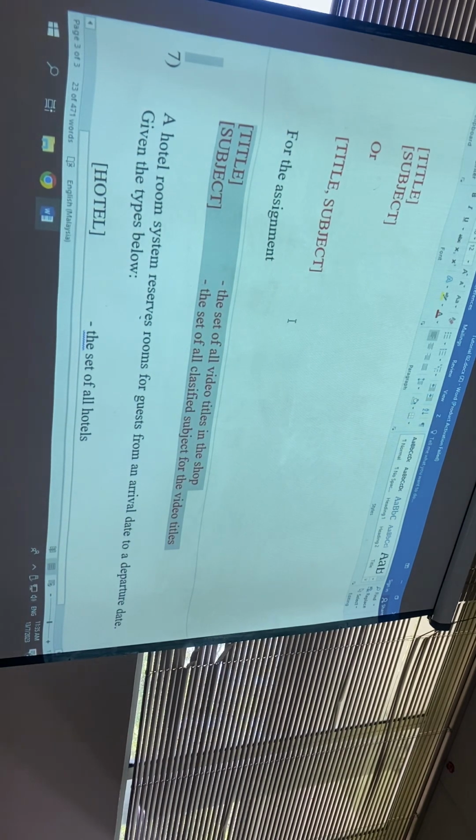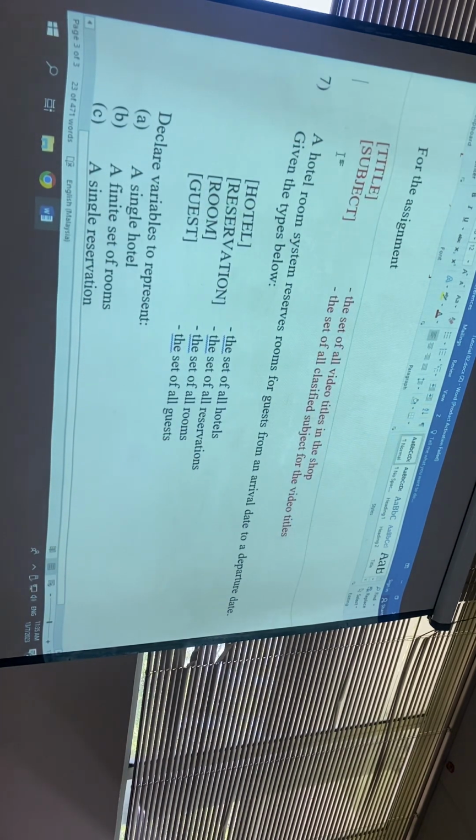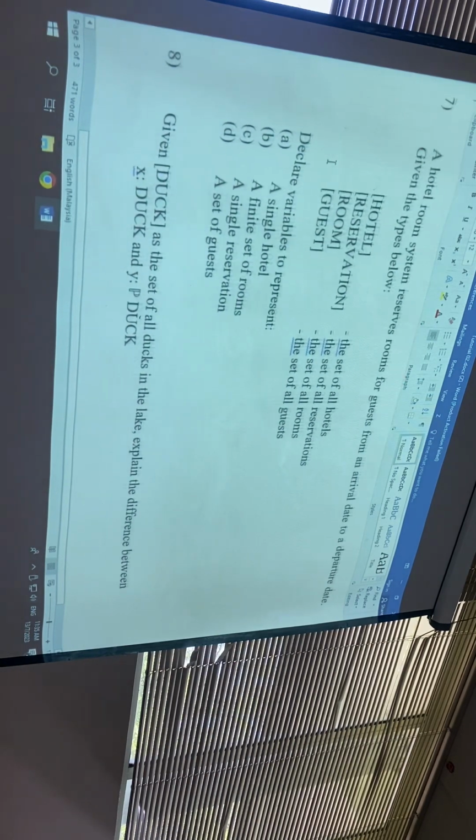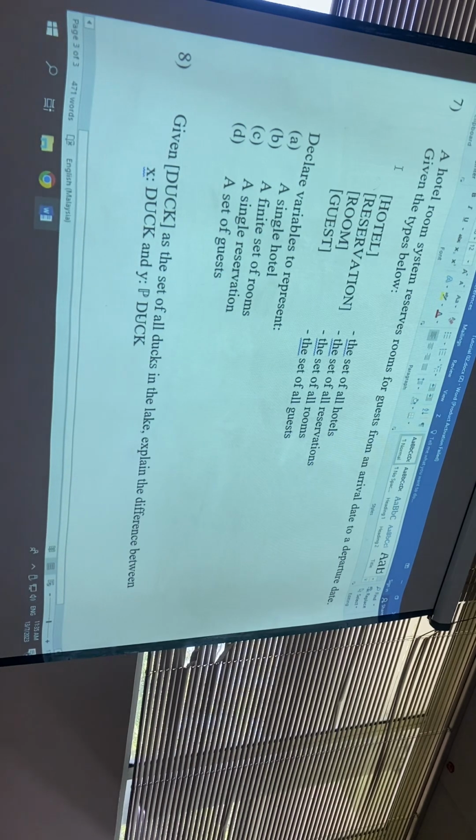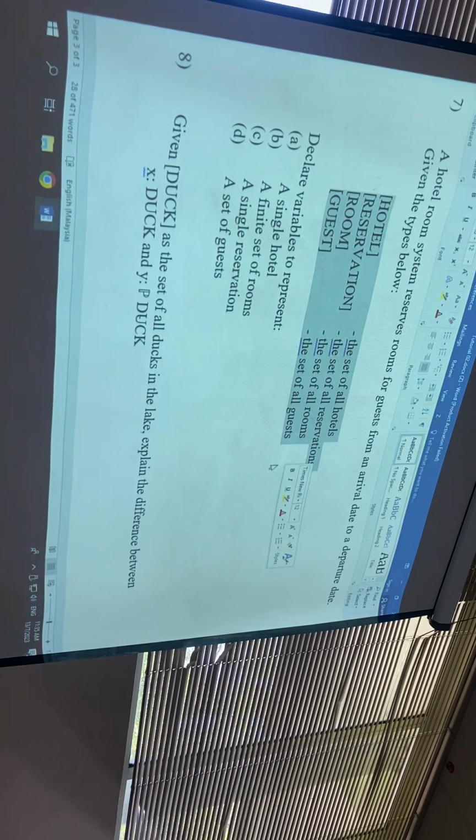Okay, understand? Now the next question. Given to you 4 basic types here: hotel, reservation, room and guest. Hotel, the set of all hotels in Malaysia, for example. Reservation is the set of all reservations. Room, all rooms. Guest, all guests. So you have 4 basic types given to you.